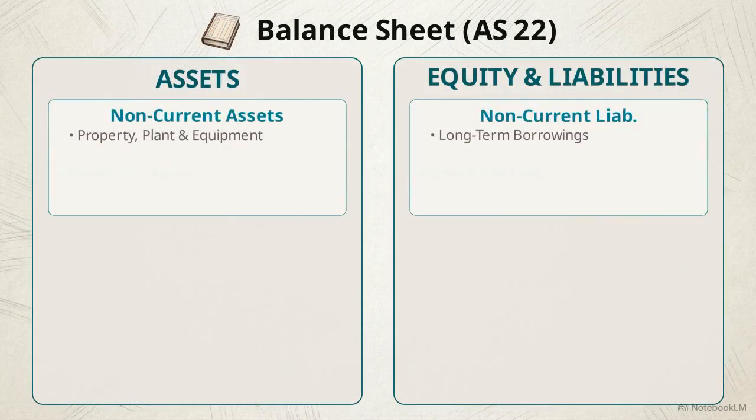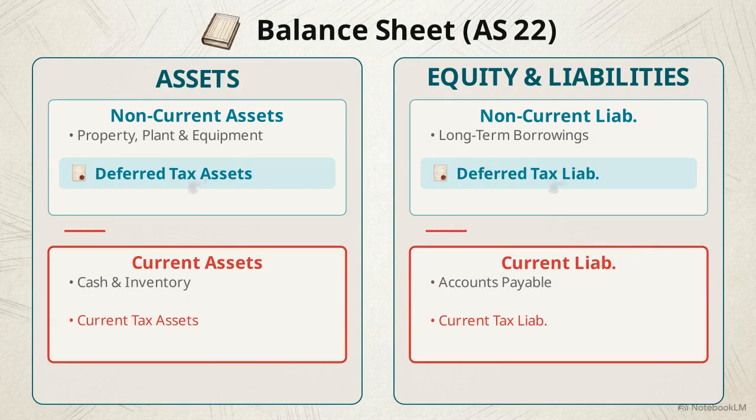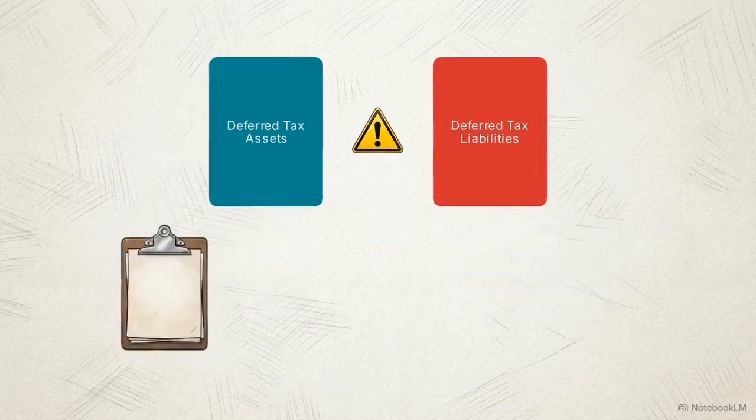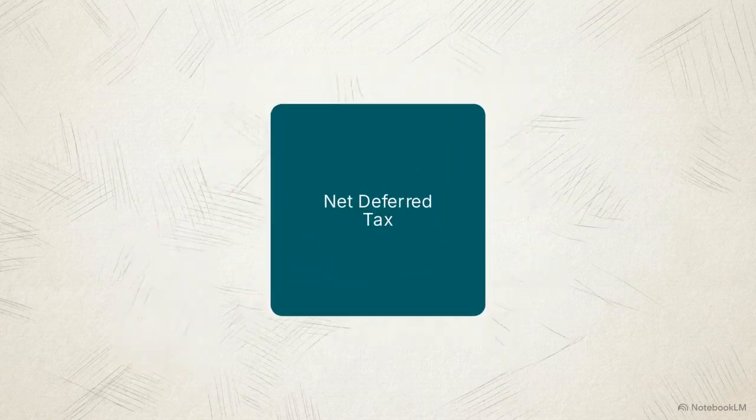Deferred tax assets and liabilities must be placed under a separate heading, explicitly segregated from current operational assets and liabilities. The final consideration is whether a company can offset its deferred tax assets against its deferred tax liabilities to report a single, simplified number. Offsetting is permitted only if two strict criteria are met. First, the enterprise must possess a legally enforceable right to set off the recognized amounts against current tax. Second, both the deferred assets and liabilities must relate to income taxes levied by the exact same governing taxation authority.